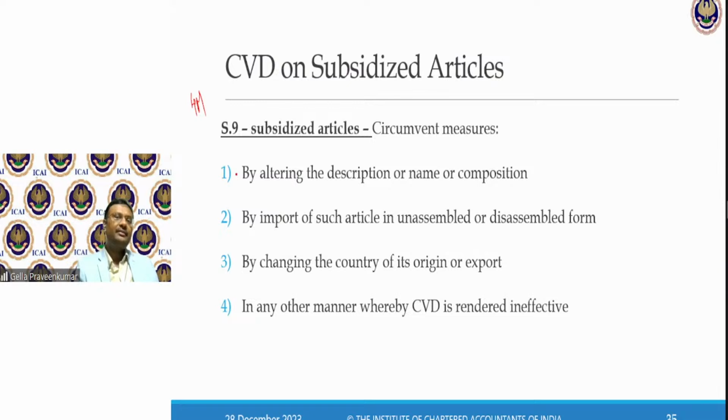What are the circumvention measures under Section 9 of the Customs Tariff Act for levy of countervailing duty on subsidized articles? Circumvention measures means alternative routes to hide your intent. Point number 1, by altering the description or name or composition. I altered the description, name or composition. So what I have done, CKD becomes SKD. SKD has become an assembled product. Or ball bearing has been called bearing, bearing has been called ball bearing. Now there is a change in the description.